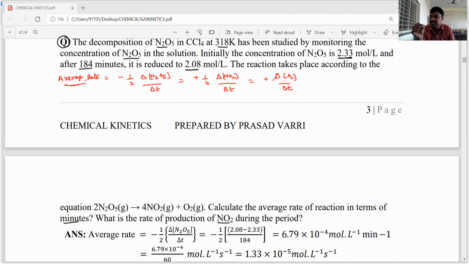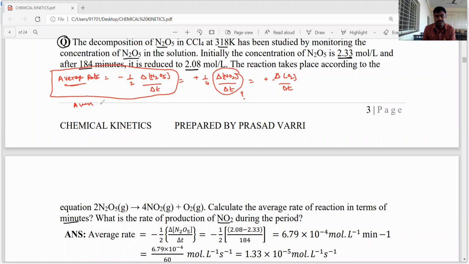The nitrogen pentoxide concentration changes. Initially it is 2.33, and at the final time, at 184 minutes, it is reduced to 2.08, as they gave. By using that data, we have to find out the average rate. And by using the same data, we also need to find out the delta NO2 by delta T value, and the average rate. So I am using these two relations, dear students.